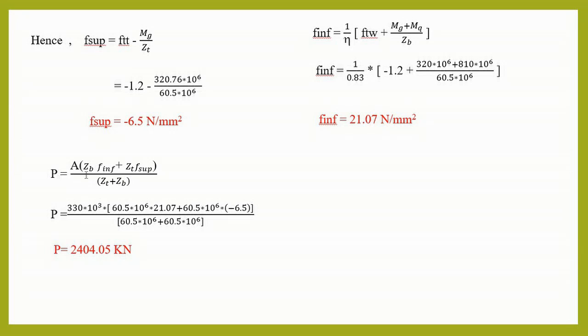For P, as I told, we required all these terms. Now we are ready with all these terms. So P equal to 330 into 10 power 3 into (ZB, which is 60.5 into 10 power 6, into F inferior, you can see here it is 21.07, plus ZT, 60.5 into 10 power 6, into F superior, which is minus 6.5) whole divided by ZT, which is 60.5 into 10 power 6, plus 60.5 into 10 power 6. As ZT and ZB are both equal, we will get the same value. P, that is pre-stressing force, is 2404.05 kilonewton, is the answer.